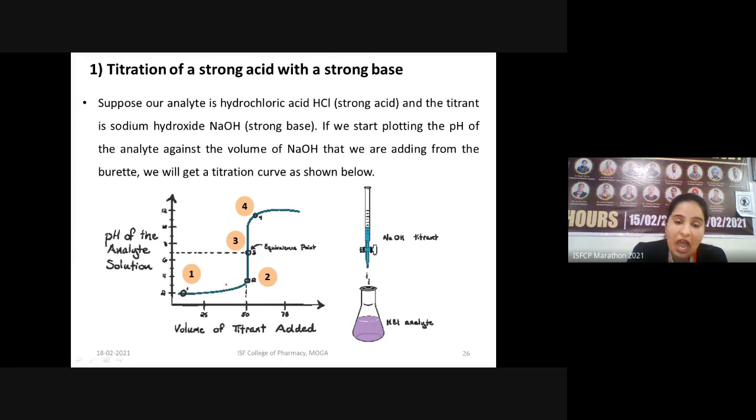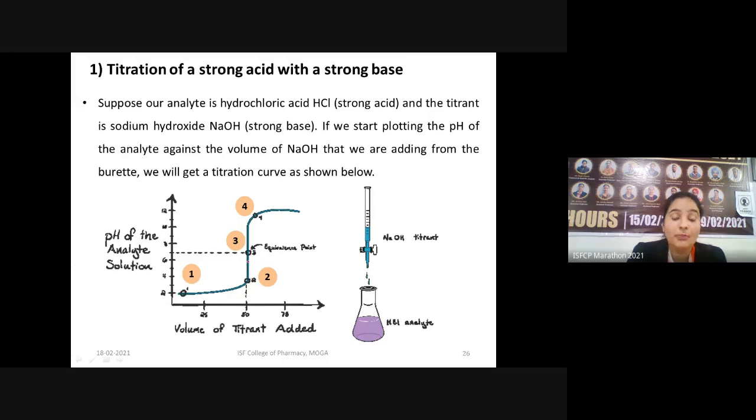After some time, the pH is going to change abruptly. So we can observe that at a specific point, the pH is going to abruptly change. At this particular point, all the H positive ions have been neutralized by the OH negative ions which we are adding from the burette. So this particular point is known as the equivalence point. At this point, we have an equal number of H positive ions and hydroxyl ions.